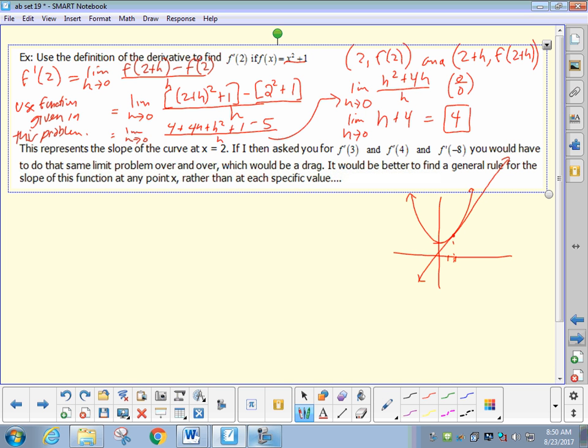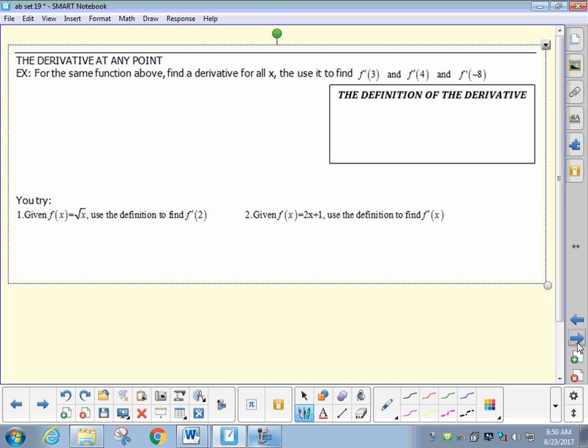Instead of finding at a specific value, we're going to find it at any point x. So the derivative at any point x. For the same function above, using x squared plus 1, let's find a derivative for all x. And then, once we have that, then we'll use it for those three separate slope rules, okay? So, again, the derivative is just two ideas. The slope through 2 points, and then the limit makes them go to 1, or approach 1.